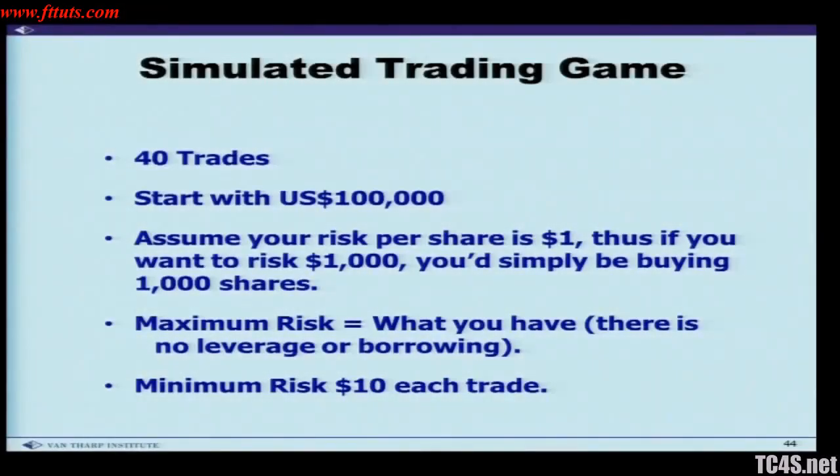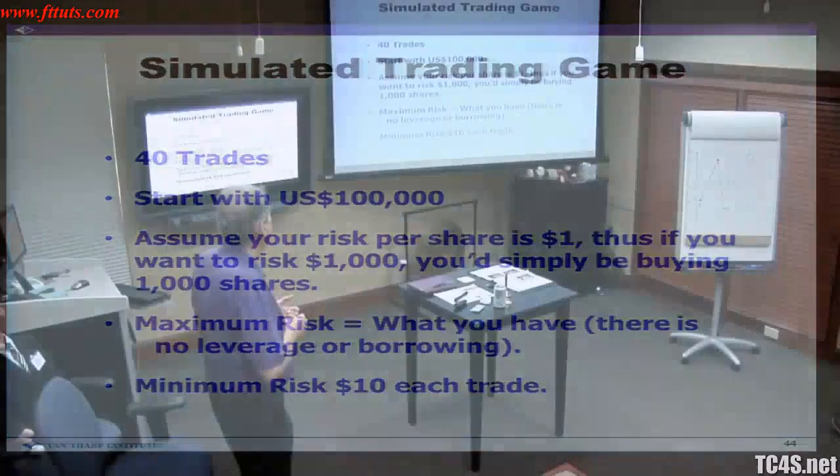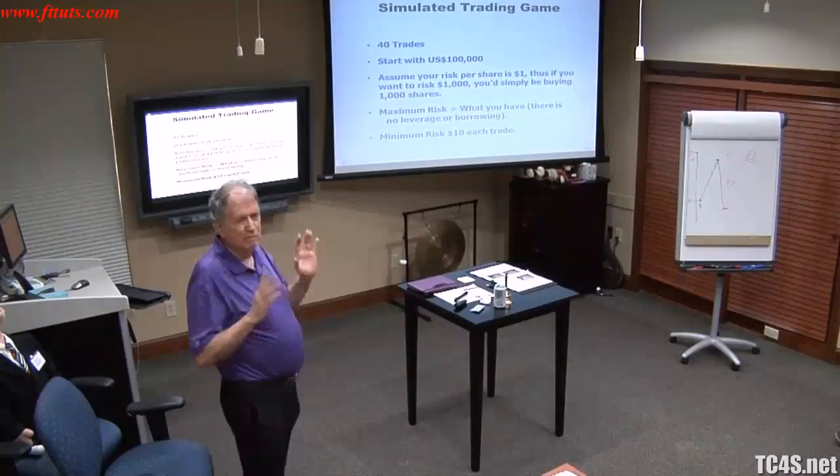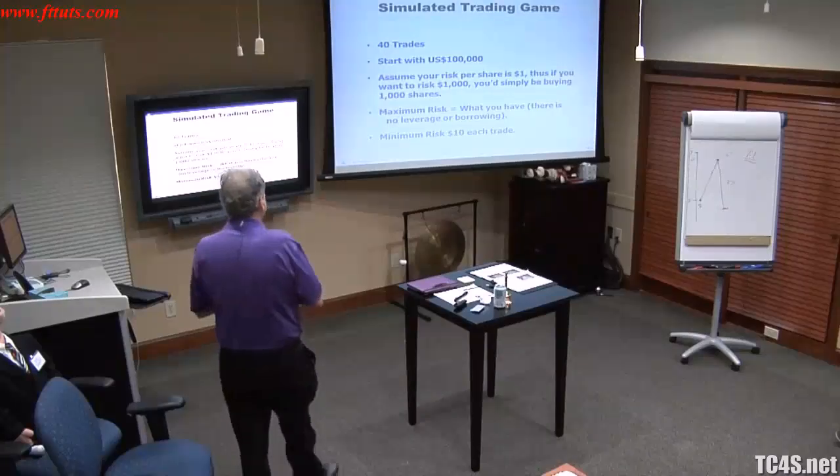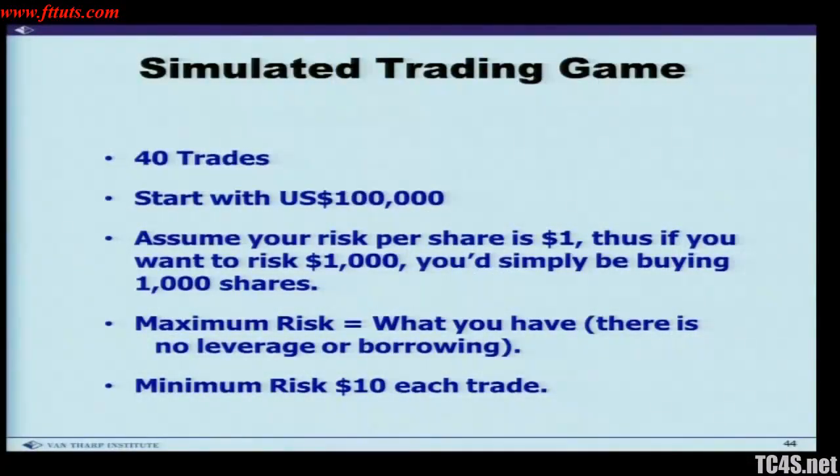So we're going to play a simple trading game. You're going to do 40 trades. The trades will be represented by marbles in a bag. You'll start with $100,000 US fake equity. You're going to assume your risk per share is $1. Thus, if you want to risk 1,000, you'd be buying 1,000 shares.